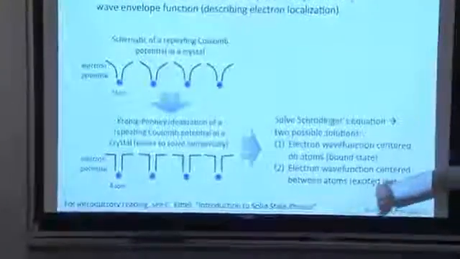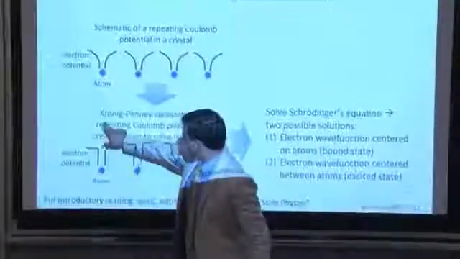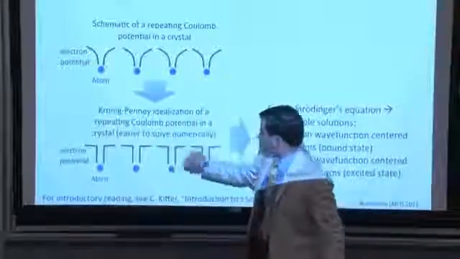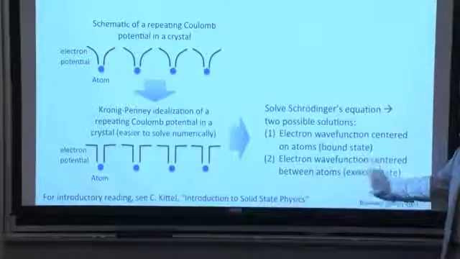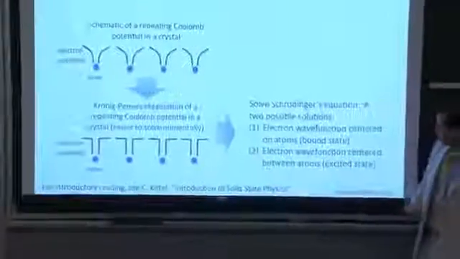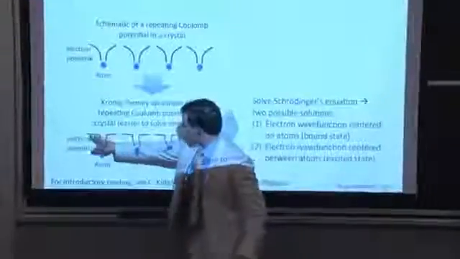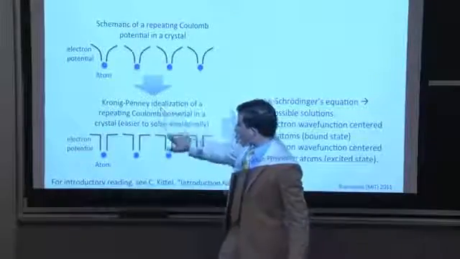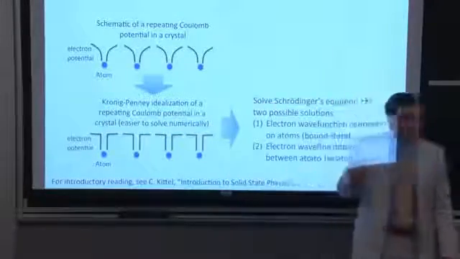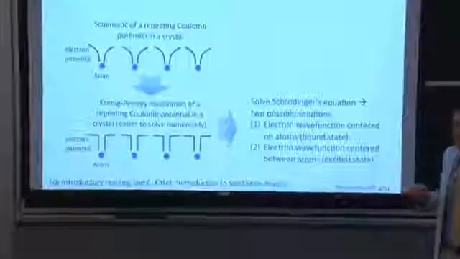One is for the electron wave function centered on the atoms themselves. So that would be the bound state. And the other is we solve the equation for electron wave functions centered between the atoms. So essentially the unbound state right here. Which do you think will have the higher energy level?